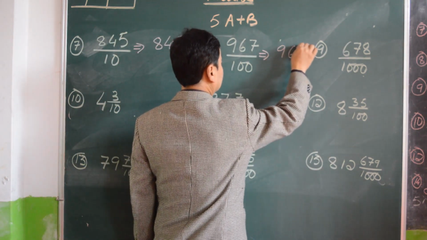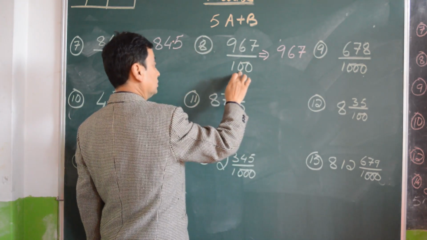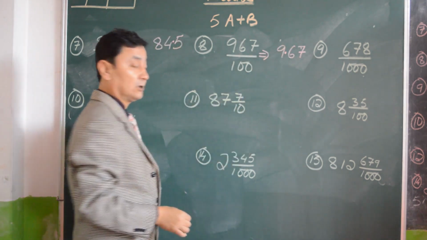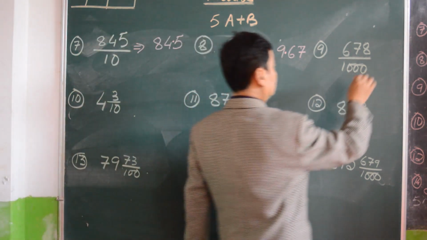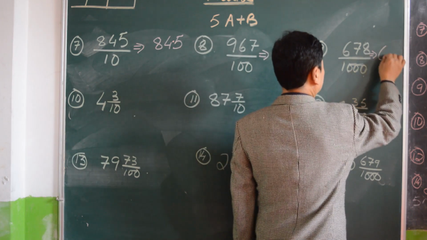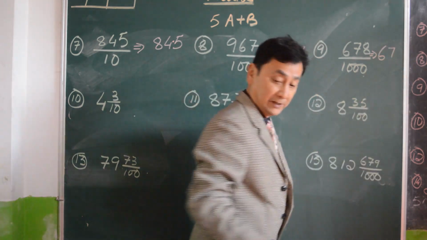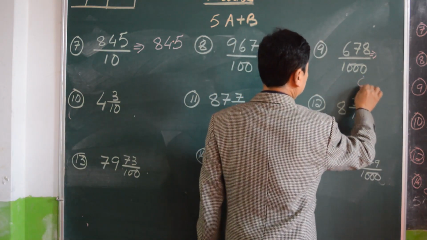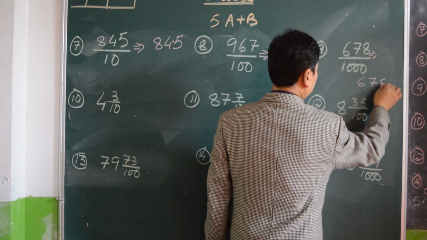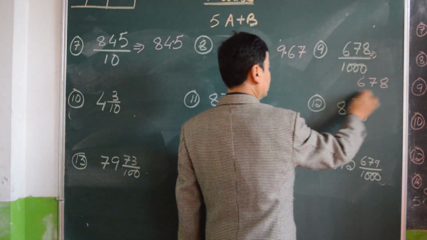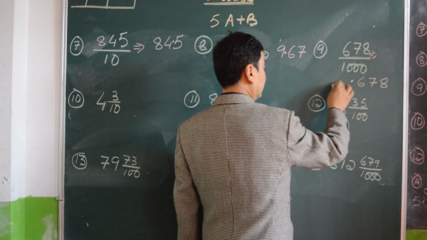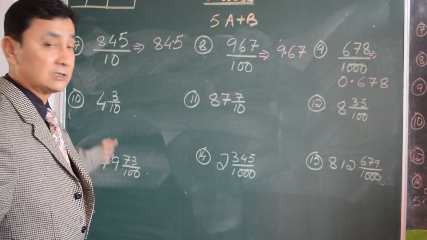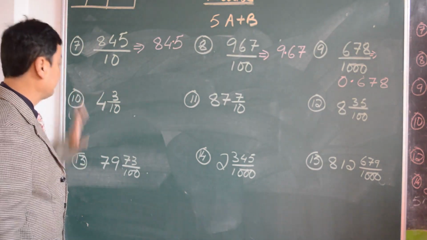Next, 967. 1, 2, point. That's all. You just have to put your point. Let's do this again. 678. 1, 2, 3, point. There's no number, so put a 0. Very simple. Now let's do the sums which are in mixed fractions.